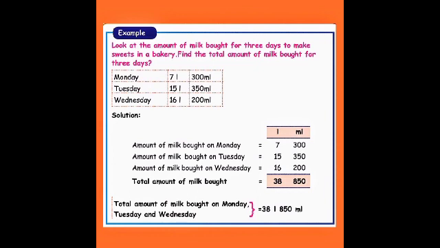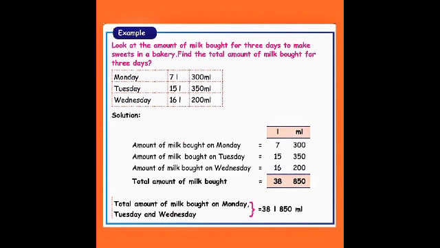Now we want to find the total amount of milk. So we will start with the solution part. The amount of milk bought on Monday, we will write. Then the amount of milk bought on Tuesday, and the amount of milk bought on Wednesday. Now we want to find the total amount. In the liter column, we have 7, 15 and 16. In the milliliter column we have 300, 350 and 200. Now add all the numbers.